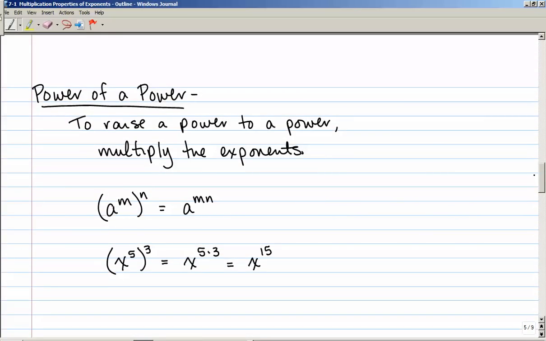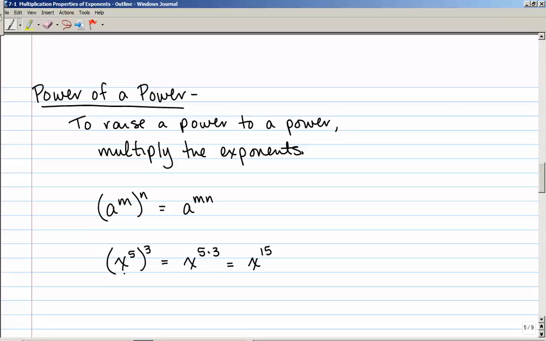A power of a power. So to raise a power to a power, we're going to multiply the exponents. So if I have a raised to the power of m, and that whole expression, that whole monomial, is raised to the power of n, then I multiply my exponents. So a to the m raised to the power of n is a to the m times n power.